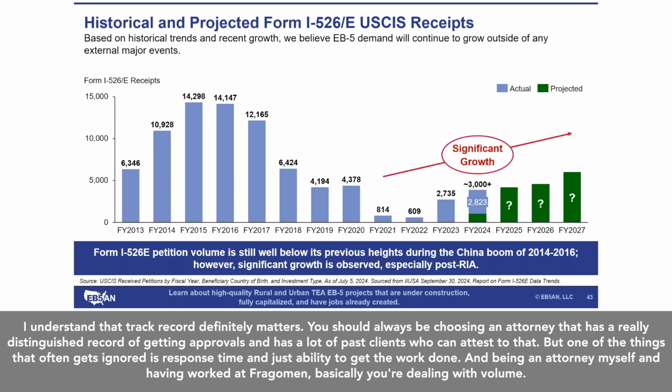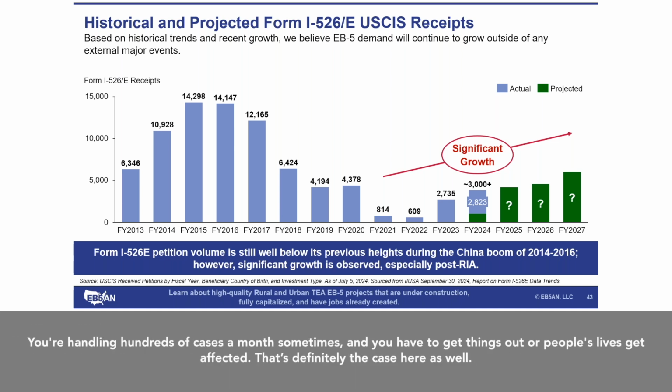You should always be choosing an attorney that has a really distinguished record of getting approvals and has a lot of past clients who can attest to that. But one of the things that often gets ignored is response time and just ability to get the work done. And being an attorney myself and having worked at a large firm, basically you're dealing with volume. You're handling hundreds of cases a month sometimes, and you have to get things out or people's lives get affected. It's definitely the case here as well.